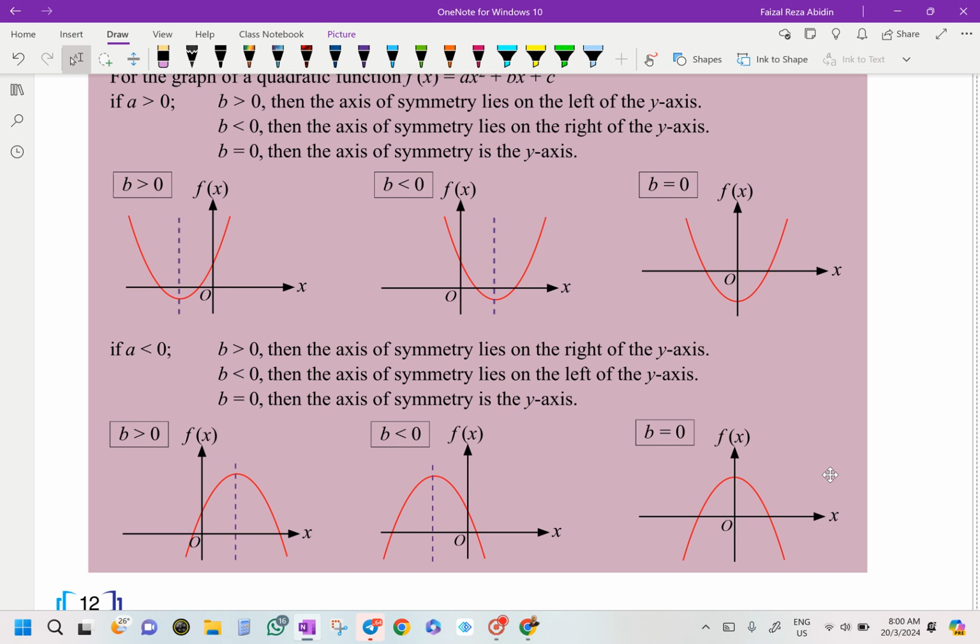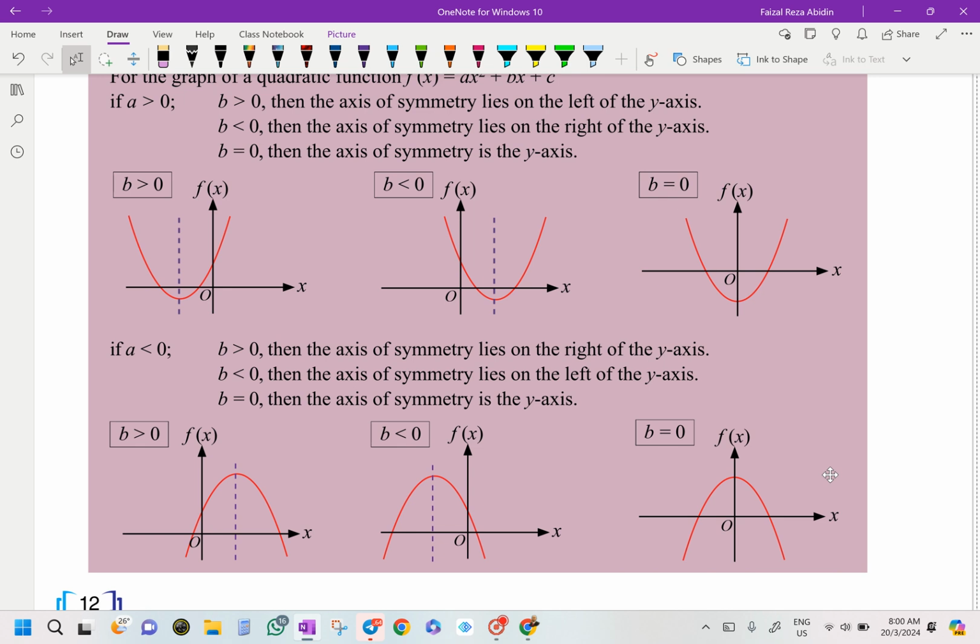Okay. This one terbalik. Cuba lihat. Okay, when we have our minimum graph tadi, bila saya slide ke positif, apa jadi? Bila positif lebih kiri, betul? Okay, so the axis of symmetry lies on the left. Bila dia punya B lebih besar.